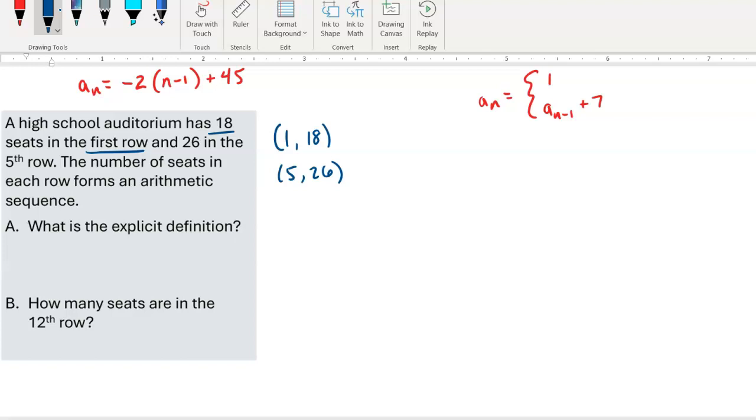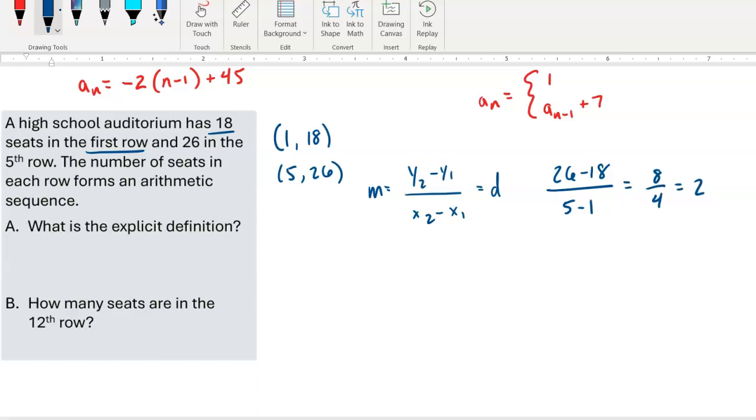Remember the slope formula. We take y2 minus y1 over x2 minus x1. That finds a slope, but that's the same as your common difference. So we're going to take 26 minus 18 over 5 minus 1. 26 minus 18 is 8, 5 minus 1 is 4. Divide those, I get 2. So my common difference would be 2. And we know the first row has 18 seats in it. So we have everything that we need.